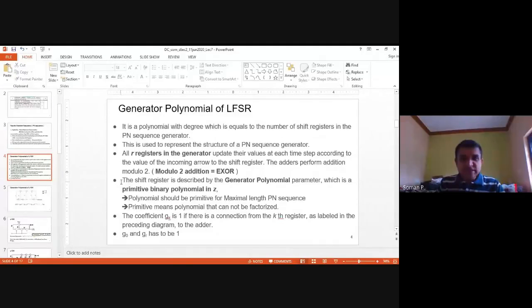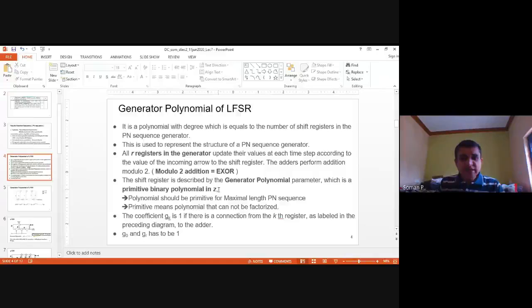For the PN sequence generator, the shift register is described by the generator polynomial, which actually has to be a primitive binary polynomial in Z. So we'll see what is primitive. The PN sequence generator needs to have some properties to be used in the spread spectrum. The first and foremost thing is, it has to be a maximum length polynomial.